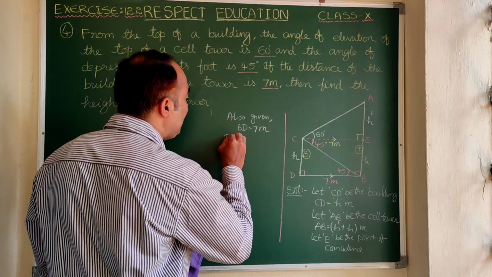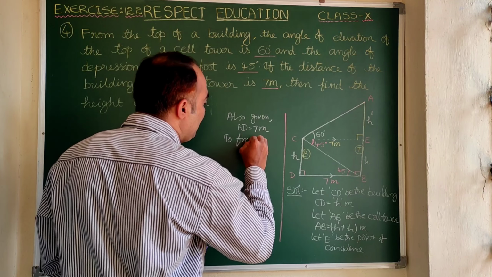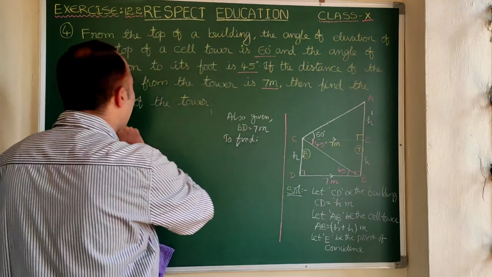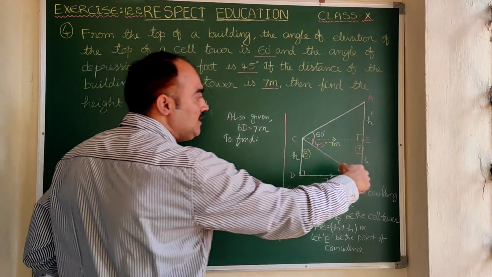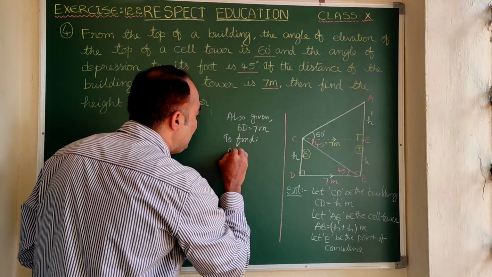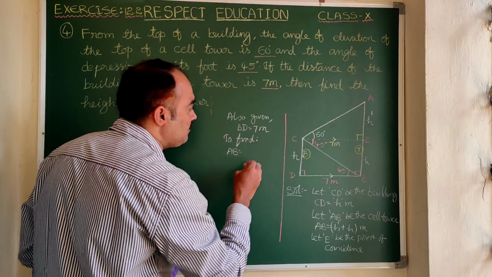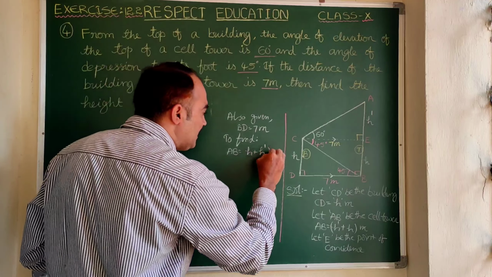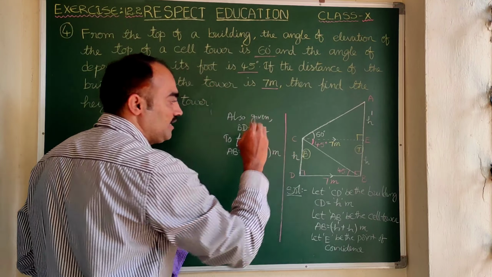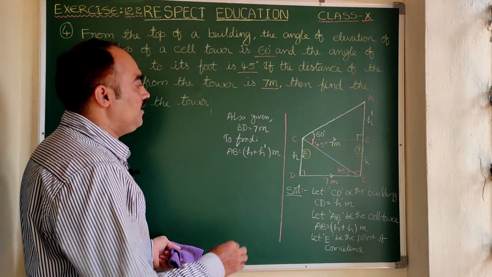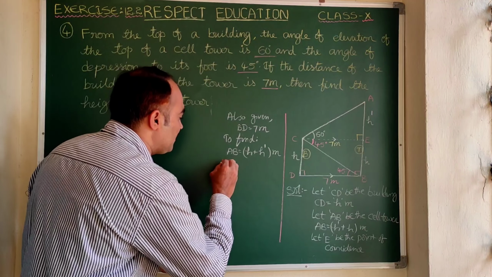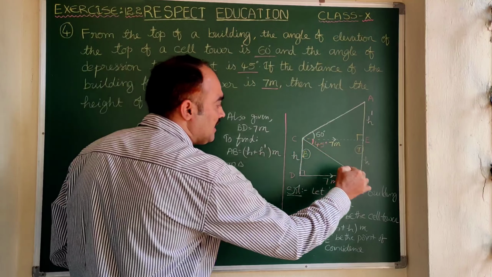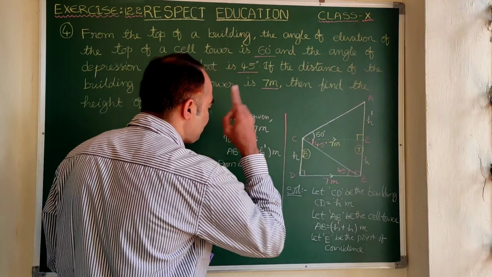Now what is to be found? Find the height of the tower, that means AB. To find AB, that is nothing but H plus H dash, in meters. Now we have two right angle triangles. So let us take the first one, let us consider BDC first.